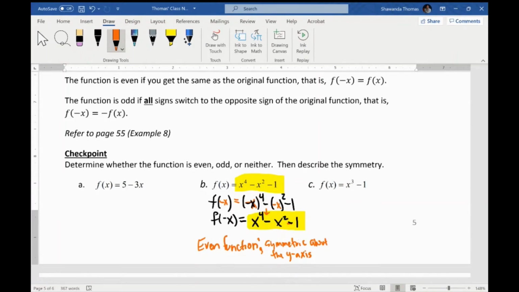All right, let's go to C. F of x equals x cubed minus 1. You try that one. I'll give you about 60 seconds to work on it and determine whether it's even, odd, or neither, and then describe the symmetry.